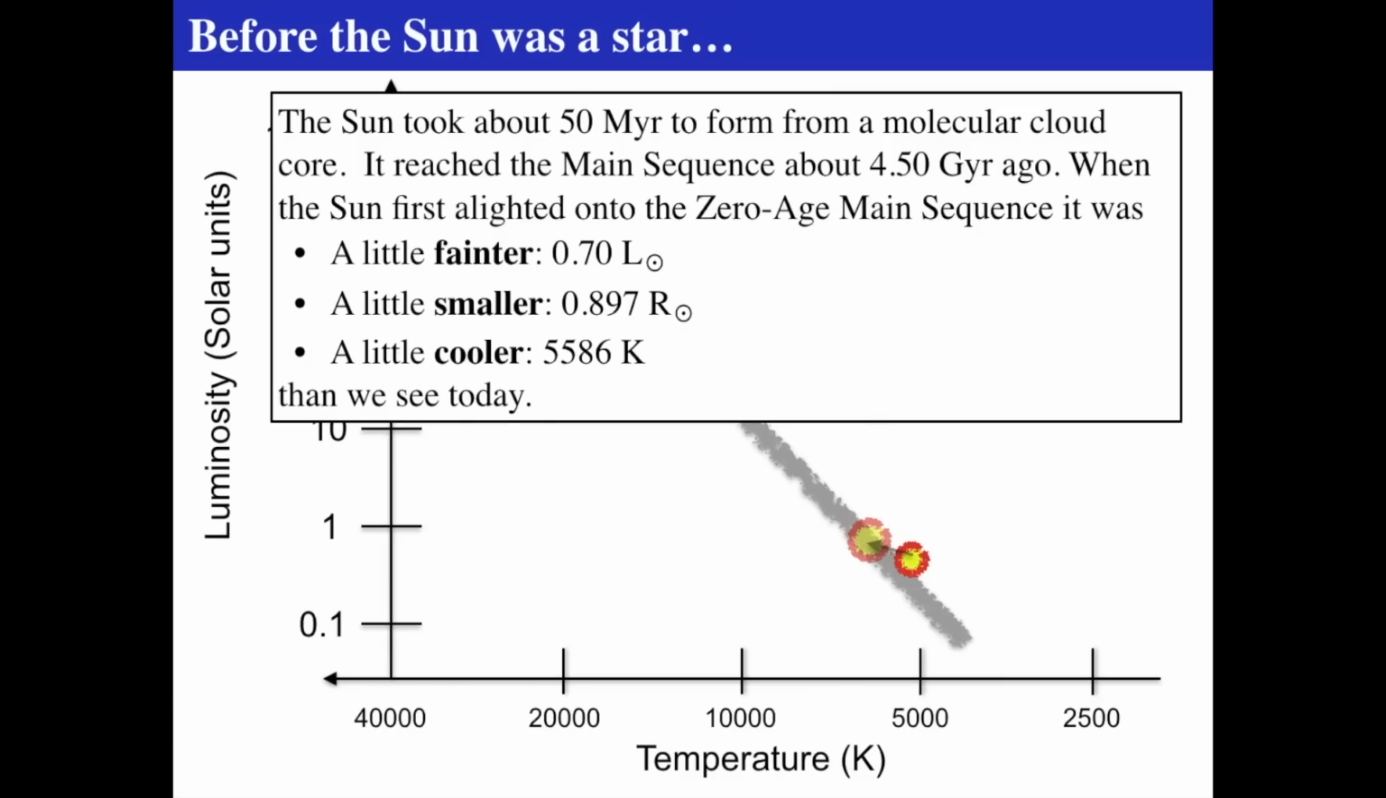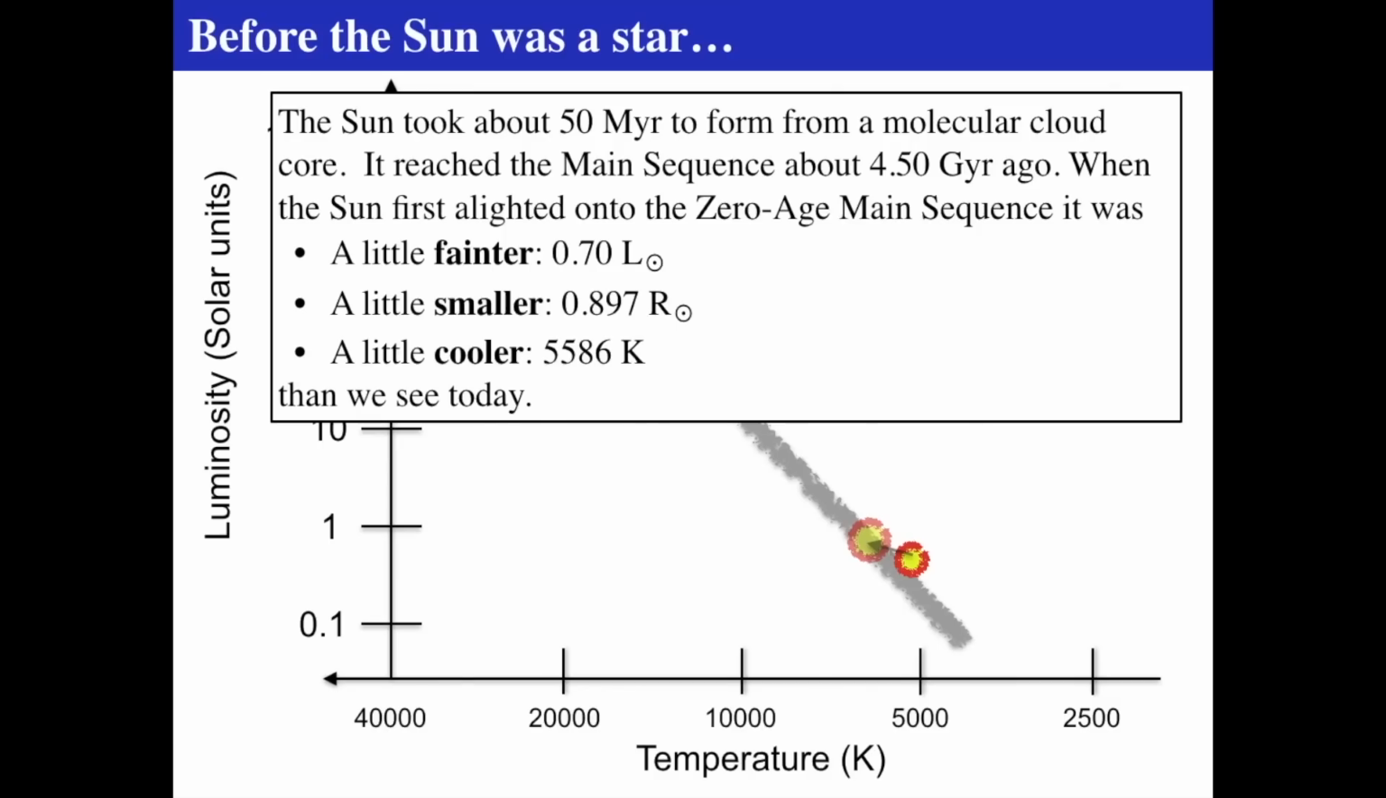And when the sun first dropped onto the main sequence, where it has been since we would call its birth, we call that the zero age main sequence, when full hydrogen initiation occurred, and there was thermal equilibrium as well as hydrostatic equilibrium. Once all those three things were satisfied, then the star can be called a zero age main sequence star.